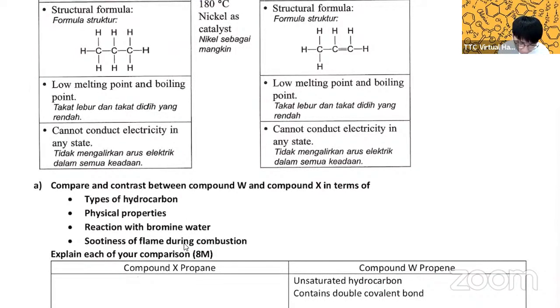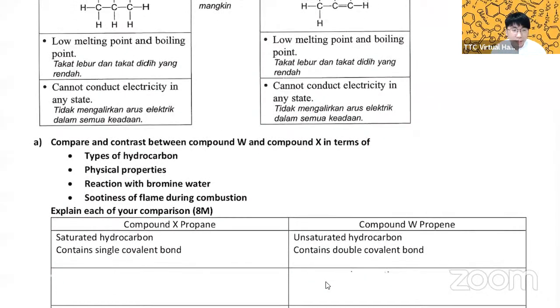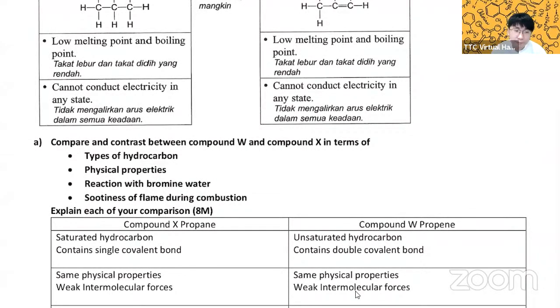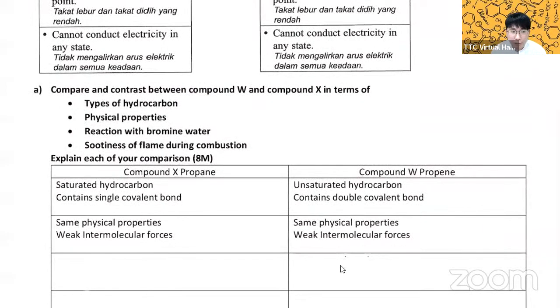For number one here, we can say one is saturated, one is unsaturated; one contains single bonds, the other contains a double bond. This is the type of hydrocarbon they have. And what are the physical properties? Usually compound X, propane, and the alkene have the same physical properties, because they are both flammable, both have low boiling point, and both do not conduct electricity, because of the weak intermolecular forces. They are all covalent compounds, so they all have weak intermolecular forces.